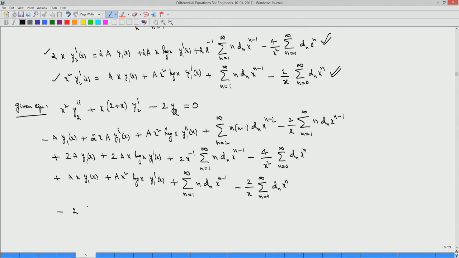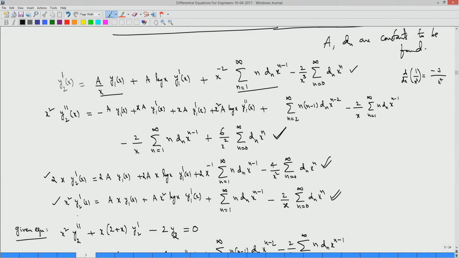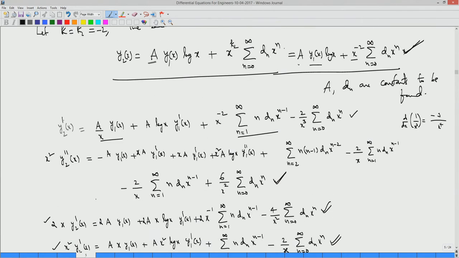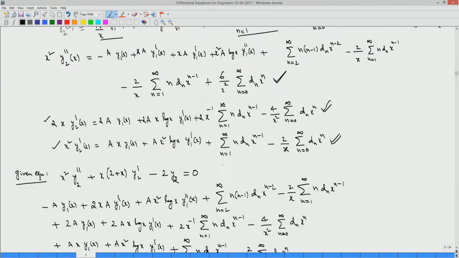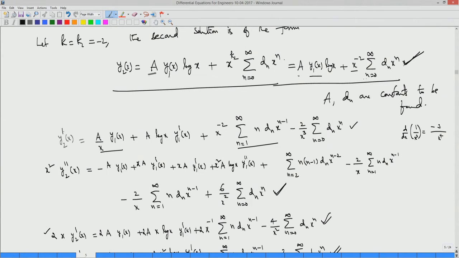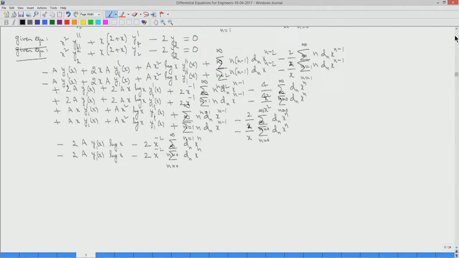So what is your y2? y2 is the form which you chose, a y1 log x, that one. So 2 into a y1 of x log x minus 2 x power minus 2 sigma n is from 0 to infinity dn x power n. That is what the form is. This one, x power n, so n is from 0 to infinity.